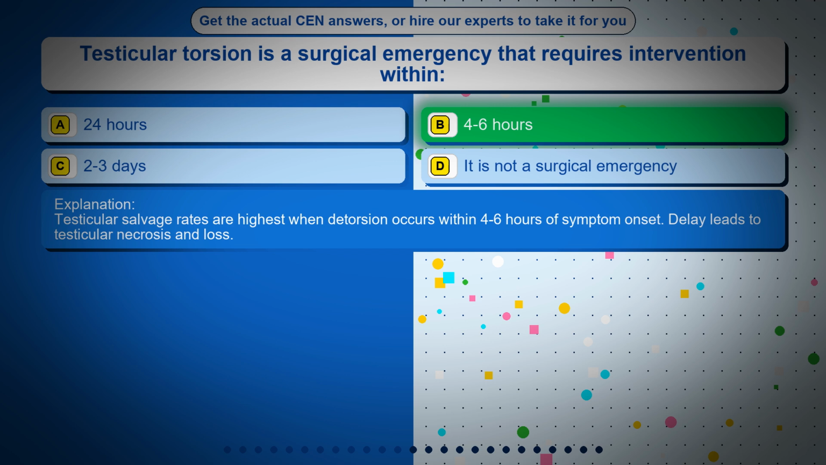Testicular salvage rates are highest when detorsion occurs within 4 to 6 hours of symptom onset.